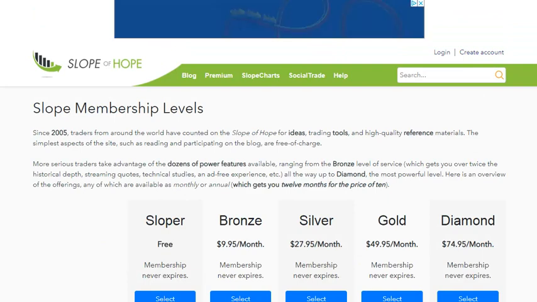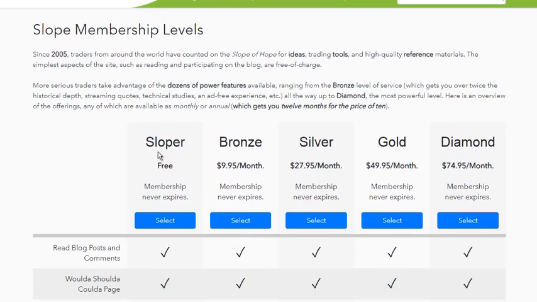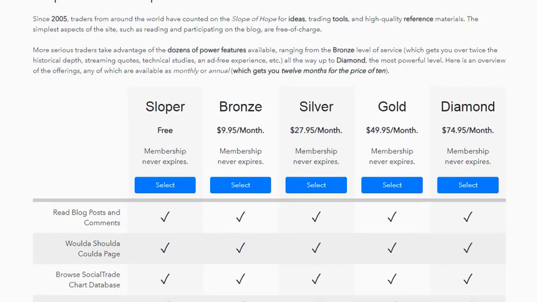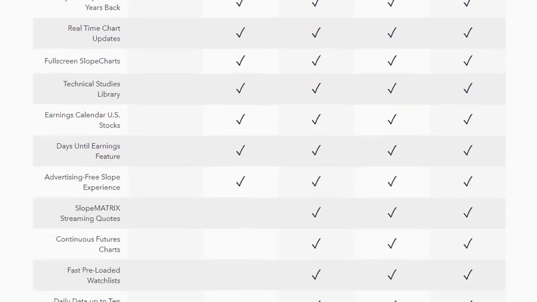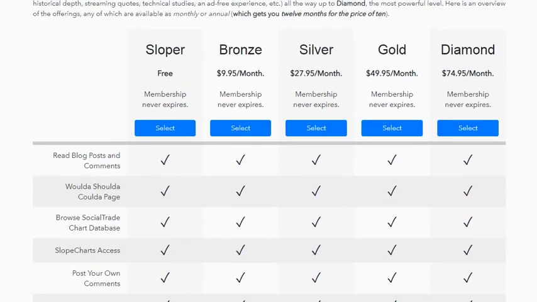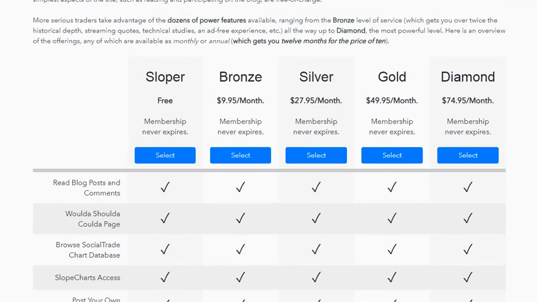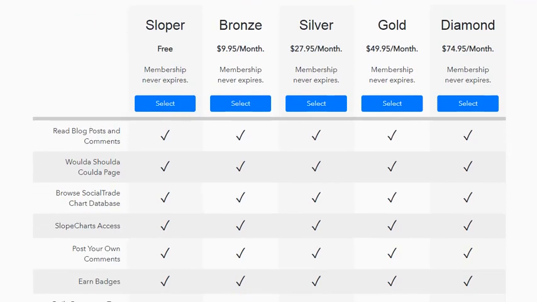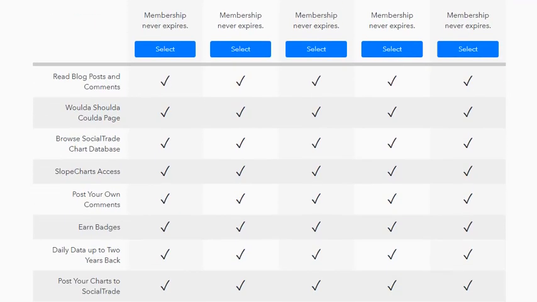There are 5 accounts as of this recording. And if you want to be free, just kind of get acquainted with the site, click on select, and on this page it shows you the dozens and dozens of features that are available, and what privileges each level gets, from Sloper all the way up to Diamond, who gets everything. So with Sloper, besides the stuff that I just showed you, you get some other goodies.